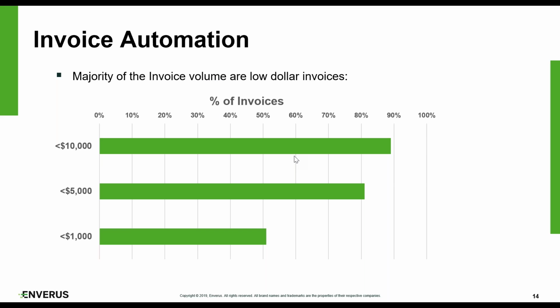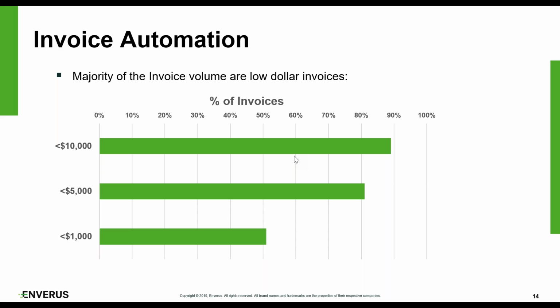Before I do that, though, I'd like to talk about why people think there's a big need to automate. If we look at the invoices on our system, we found that the majority are high volume, low dollar. In fact, over 80% of the invoices submitted are less than $5,000, and almost 90% are less than $10,000. So the majority of invoices that people are processing are really high volume, low dollar.